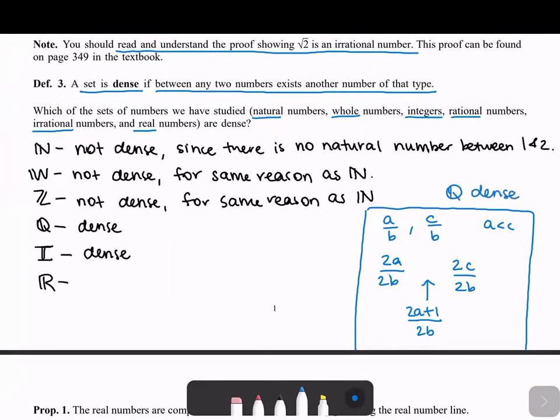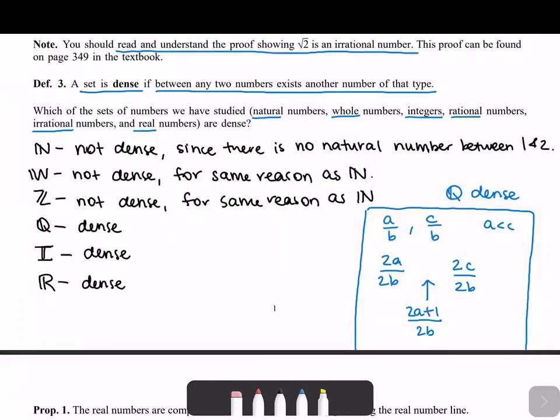This will always work. Okay, so because Q is dense and I is dense, and we know that the real numbers are just the union of Q and I, this tells us that R is dense, because we know that between any two rational numbers is another rational, and between any two irrational numbers is an irrational. That means that R is definitely dense if those two are. Between any two real numbers, remember, any real number is rational or irrational. There's going to be another one that's rational or irrational.